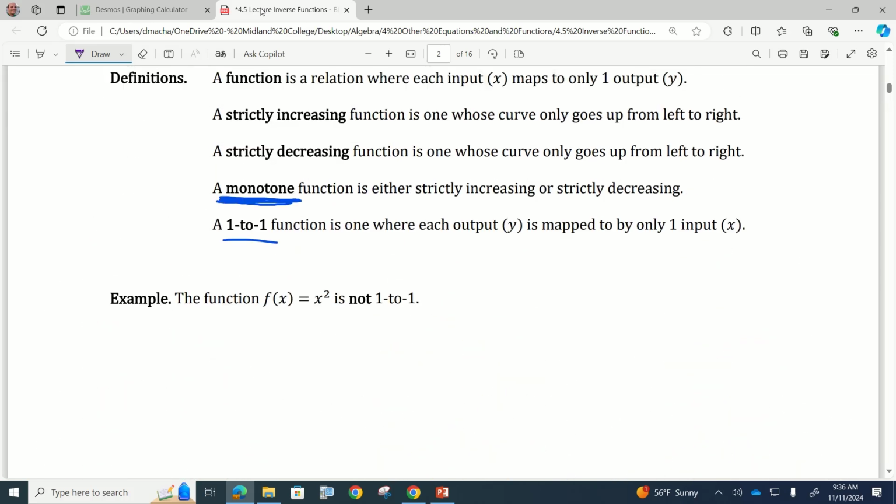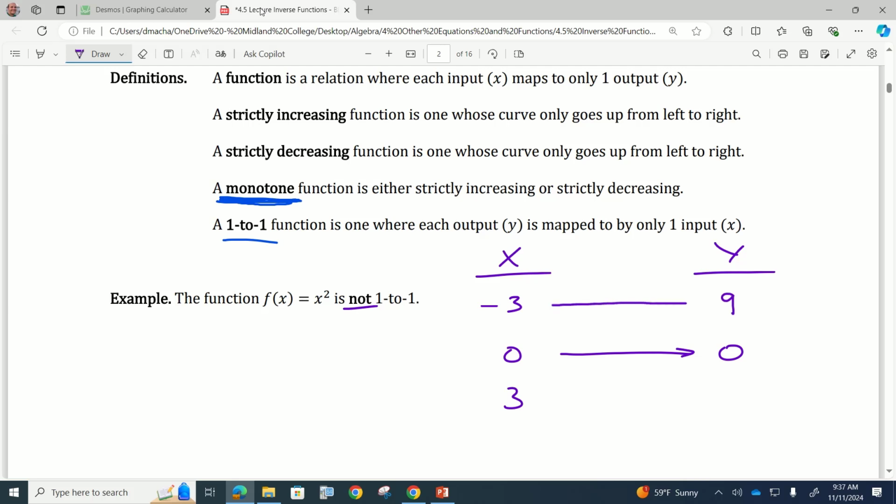Okay, so the function x squared is not one-to-one. In terms of my inputs and outputs, 0 maps to 0 in x squared. Where does negative 3 map to? Positive 9. Where does positive 3 map to? 9. Oh, that also maps to 9. So this is why it's not a one-to-one function. Okay, so that's what we're worried about.